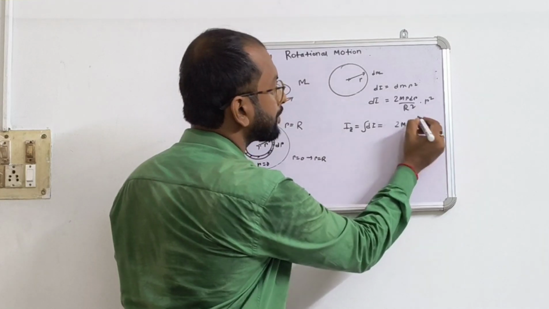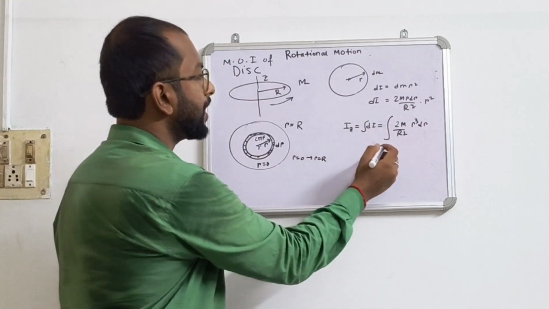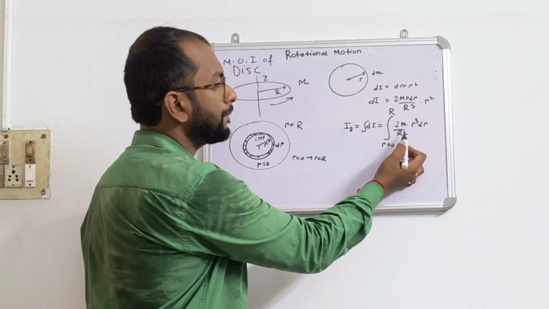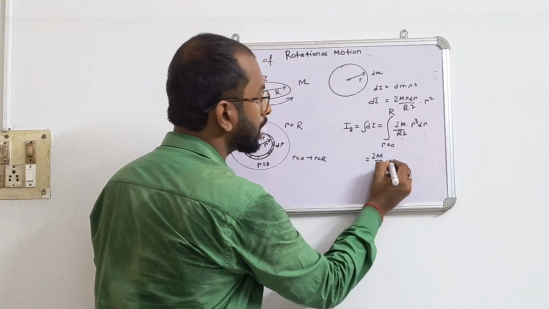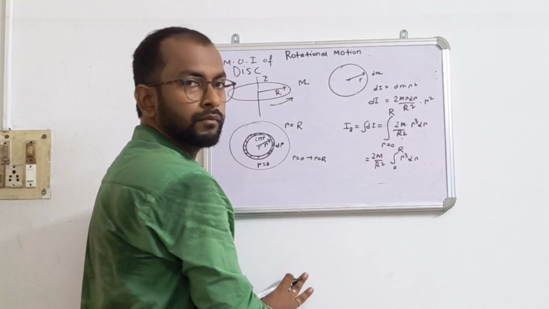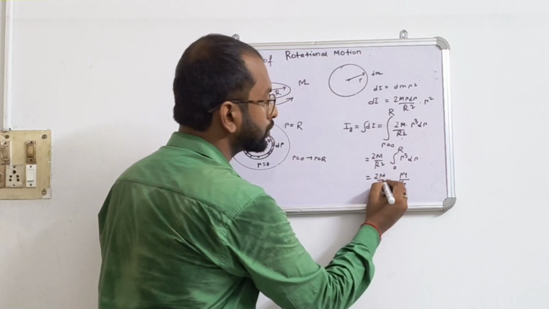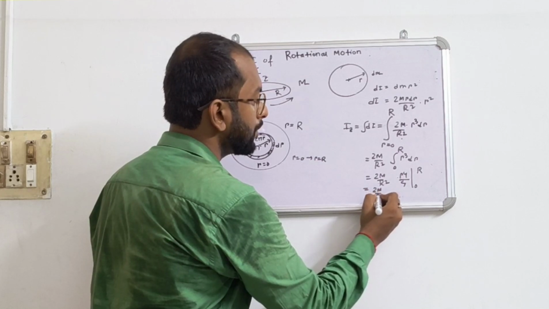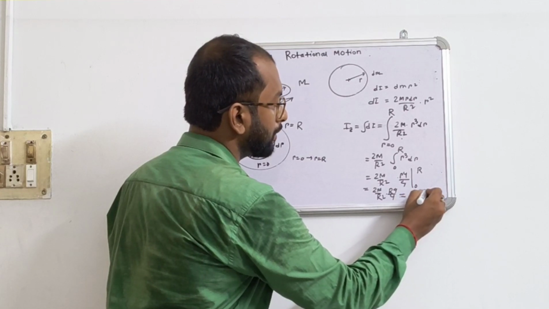2M r cube dr by capital R square, integration, and small r is varying from r equal to 0 to capital R. Now see, these are all constants. Capital M and R are constant for a particular disk, so this will come out of the integration. It is becoming 2M by R square, integration of r cube dr, 0 to R is the limit. The integration of r cube dr is r to the power 4 by 4. Outside 2M by R square, limit will put 0 to R. Then we are getting 2M by R square into R to the power 4 by 4. So that is eventually becoming M R square by 2.